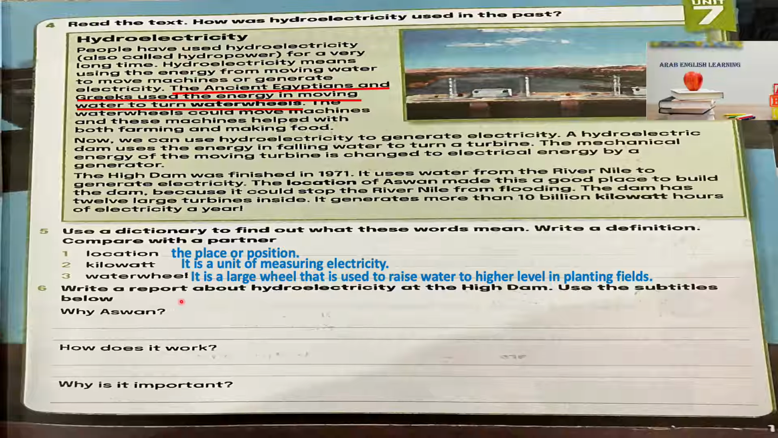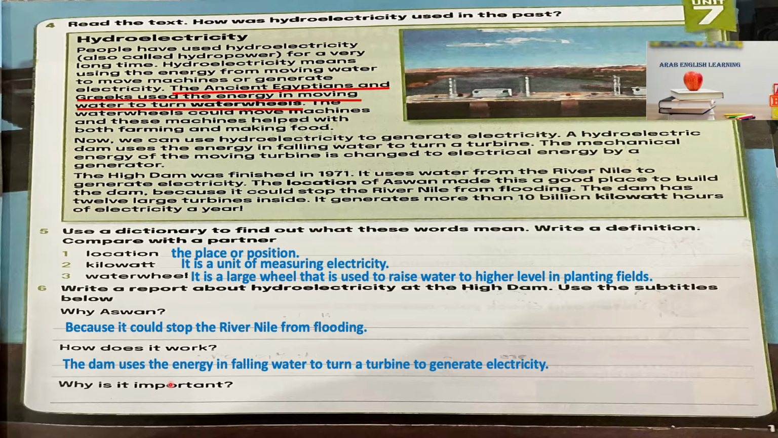Exercise 6. Write a report, and we said on page 10 what a report is and how to write it. About hydroelectricity at the High Dam, use the subtitles below. So these are going to be your subtitles, and your title is going to be hydroelectricity at the High Dam. This is your title. Why Aswan? And the answer we have here in the text. Because it could stop the River Nile from flooding. How does it work? The dam uses the energy in falling water to turn a turbine to generate electricity.